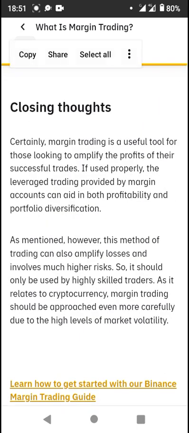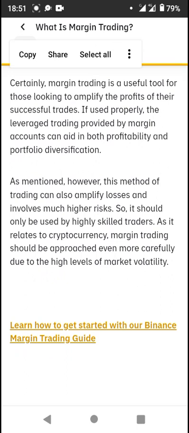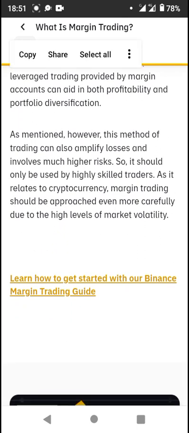In closing, it says margin trading is a useful tool to amplify earnings. As mentioned above, this method of trading can amplify losses also. So it should only be used by skilled traders. As it relates to cryptocurrency, margin trading should be approached even more carefully due to the high levels of market volatility.